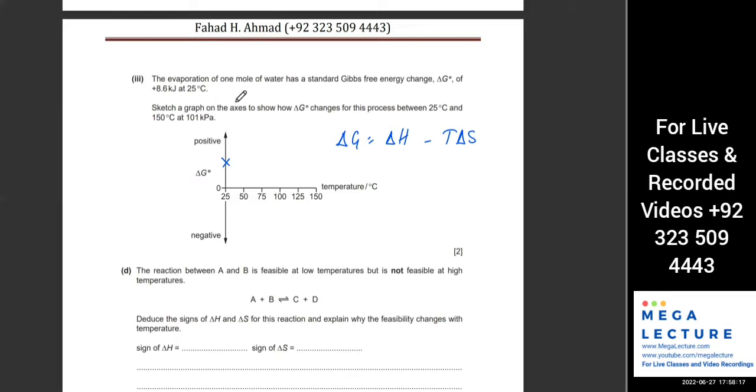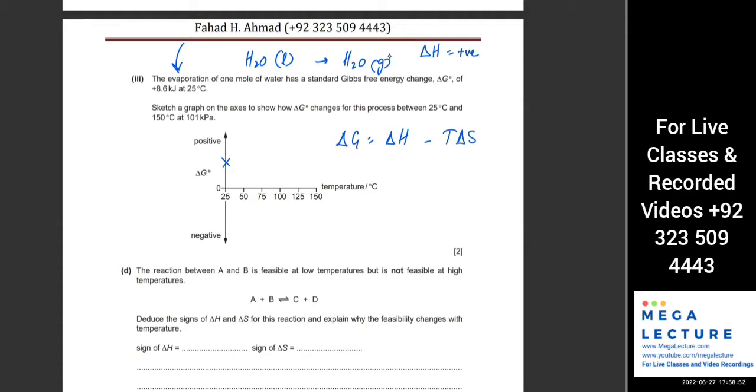Sketch a graph to show how the delta G changes. So delta H, for what process? He's saying the evaporation of 1 mole of water, right? So it's H2O liquid changing into H2O gas. What do you think? Because remember, he's talking about evaporation. So delta H, I think that's endothermic, right? Is that clear? That's endothermic, right?